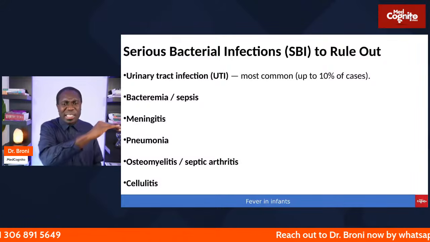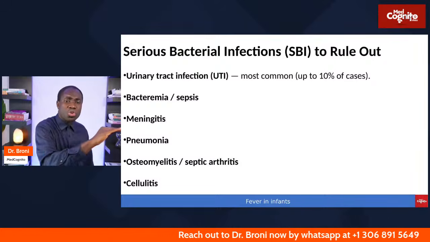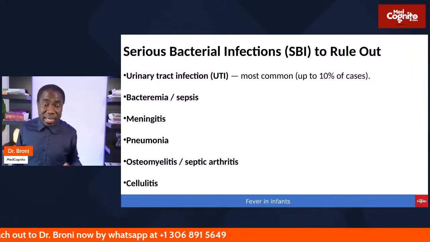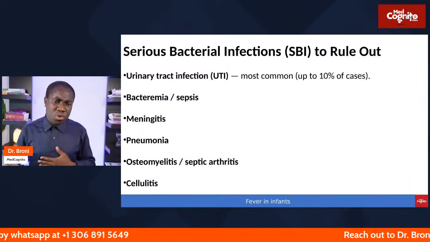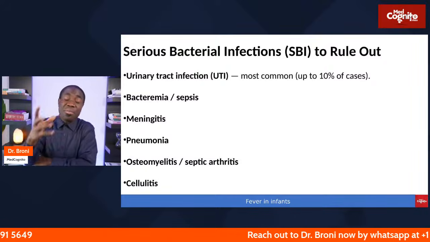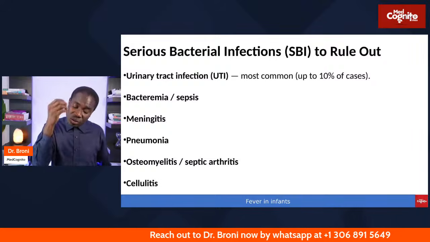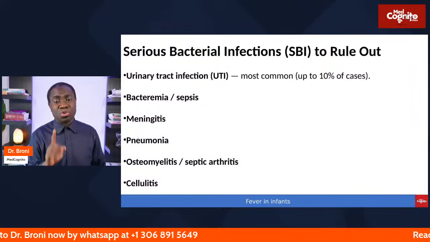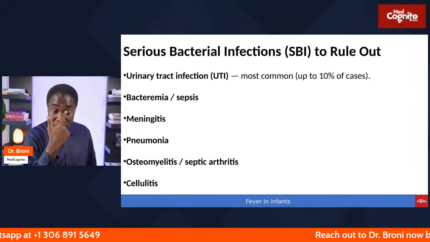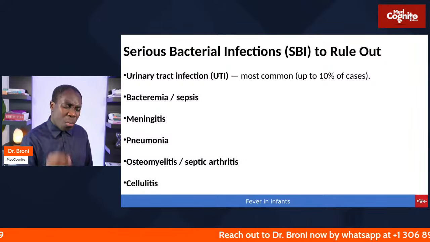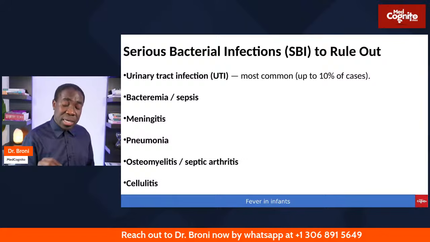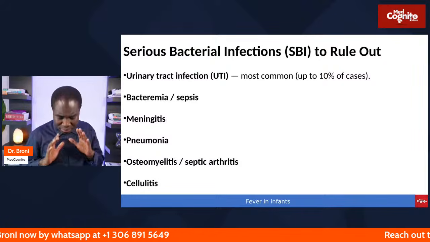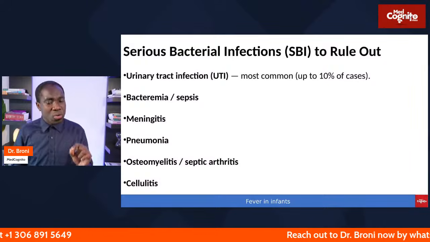And what are the serious bacterial infections you want to rule out in a child who is less than 3 months of age? Remember, urinary tract infection. Even if you do the ear exam and you see that the tympanic membrane is red, so far as the child is less than 3 months of age, the least other exam you should do is a urinalysis. Why? Because UTI is the most common cause of serious bacterial infection and fever in children less than 3 months of age. At least 10% of children in this category will have urinary tract infection.